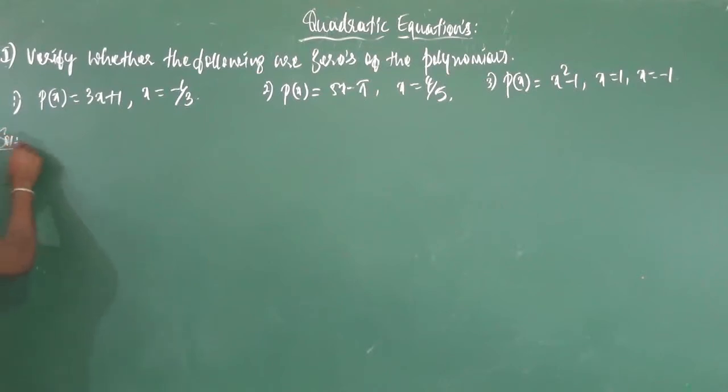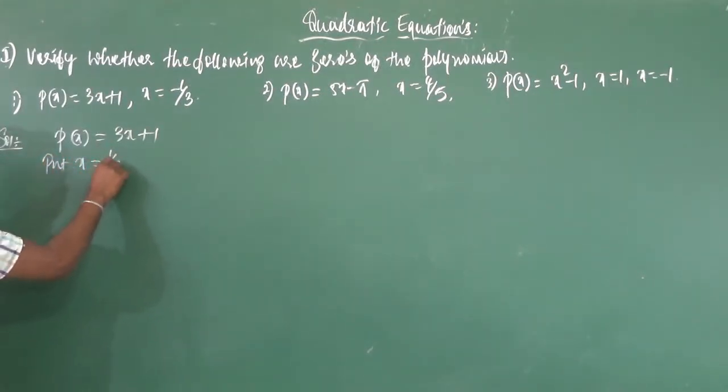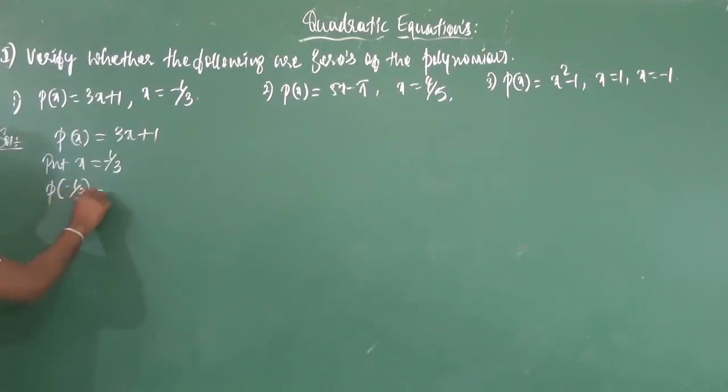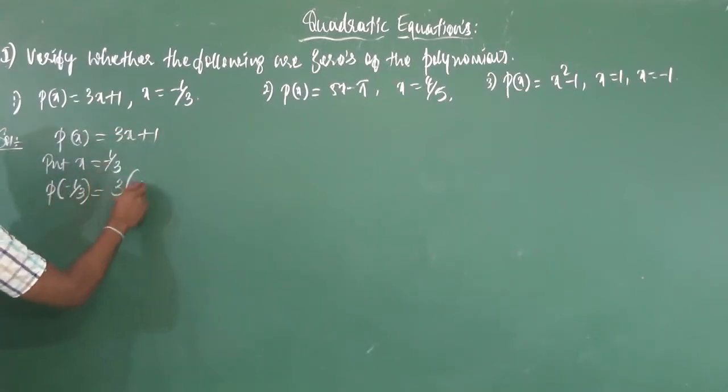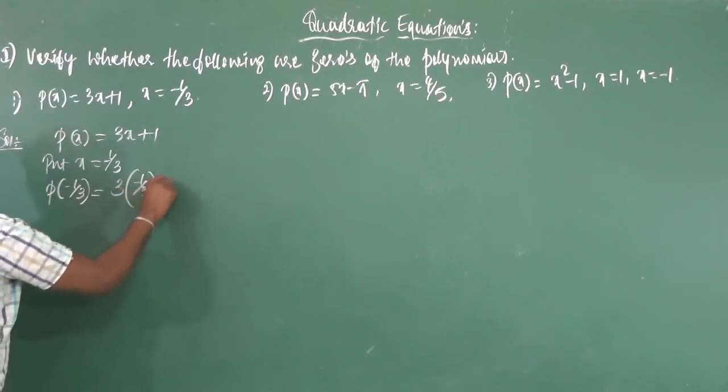Okay, let us write down the polynomial. So p of x is equal to 3x plus 1. So put x is equal to minus 1 by 3. So p of minus 1 by 3 is equal to 3 into, in place of x we have to substitute minus 1 by 3, okay, plus 1.